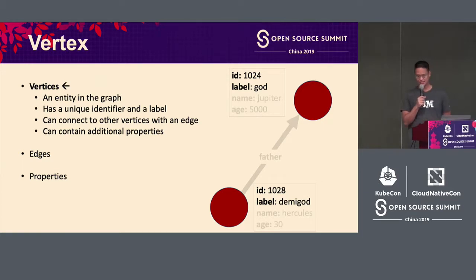Specifically, the vertex is the entity in the graph. It always has an identifier and a label. It doesn't have to be connected to other vertices in the graph. Obviously, the most value is if it is connected to other vertices via an edge. You can also have additional properties on it, which we'll see on the next slide.